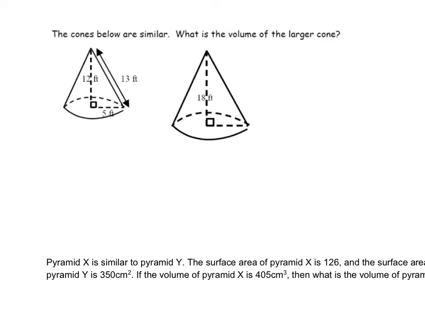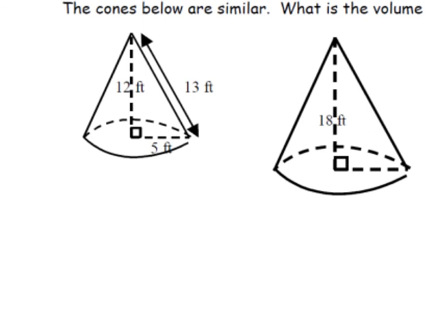So the cones below are similar. What is the volume of the larger cone? So here's the issue. You can approach it two different ways. We know that our volume is just going to be based off of our scale factor. So the first thing I'm going to do is actually find the volume of my original cone. We know that the cone volume is 1/3 pi r squared. So my radius is 5.